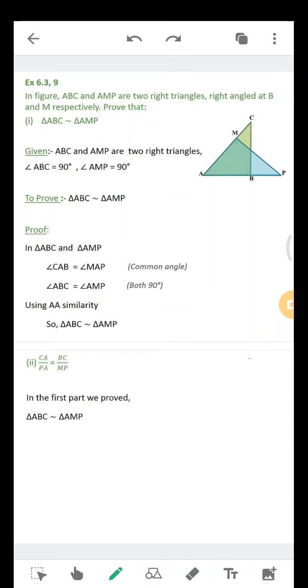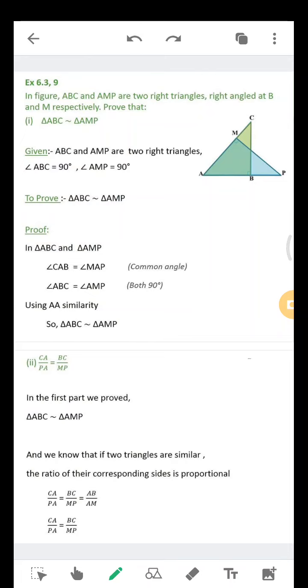Whenever two triangles are similar, I can say that the ratio of corresponding sides will be equal. The corresponding sides will be in proportion. So we proved that these two triangles are similar by AA rule, so I can say the sides are in the same ratio, corresponding sides. So we'll write that step. We know that if triangles are similar, the ratio of the corresponding sides is proportional. How to write corresponding sides? I taught you in the last session.